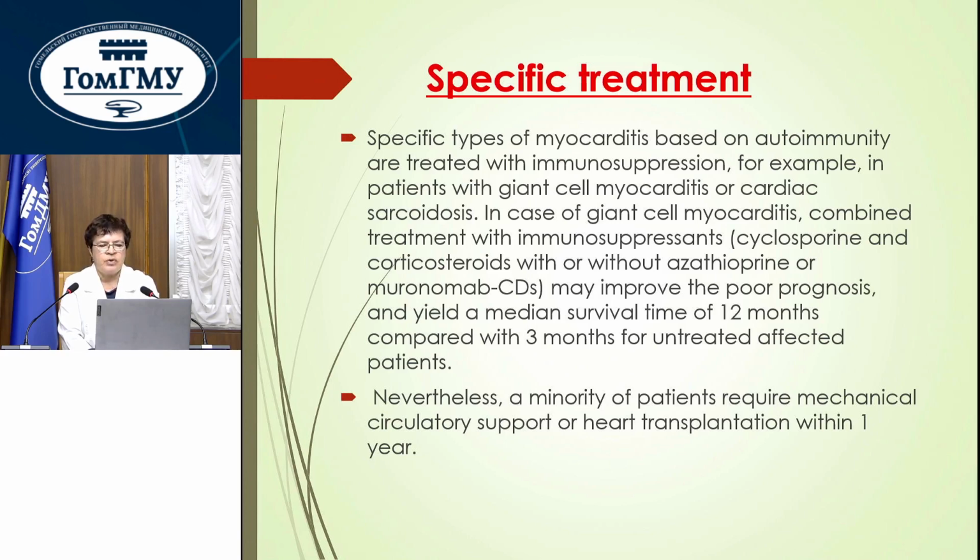In case of giant cell myocarditis, combined treatment with immunosuppressants, for example, cyclosporine and corticosteroids with or without azathioprine or muromonab-CD3, may improve the poor prognosis and yield a median survival time of 12 months compared with 3 months in untreated affected patients. Nevertheless, a minority of patients require mechanical circulatory support or heart transplantation within 1 year.